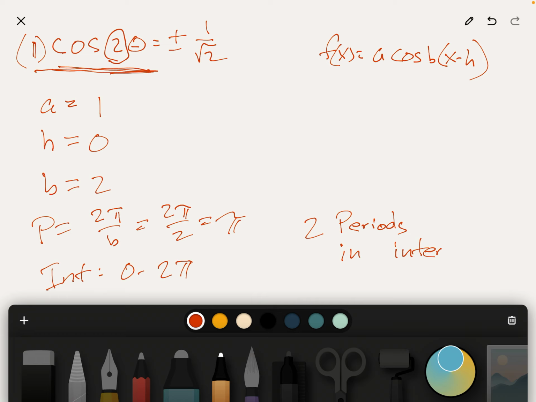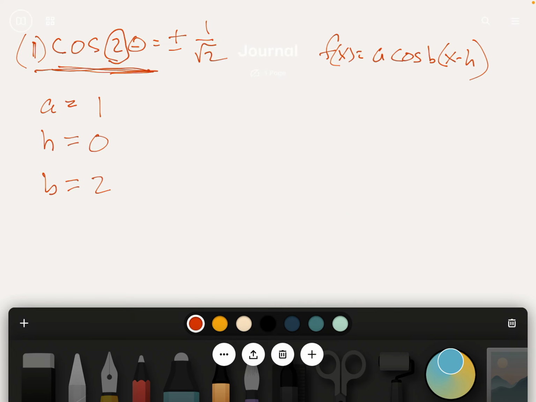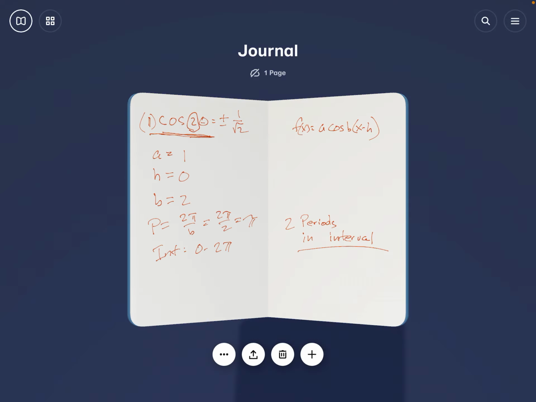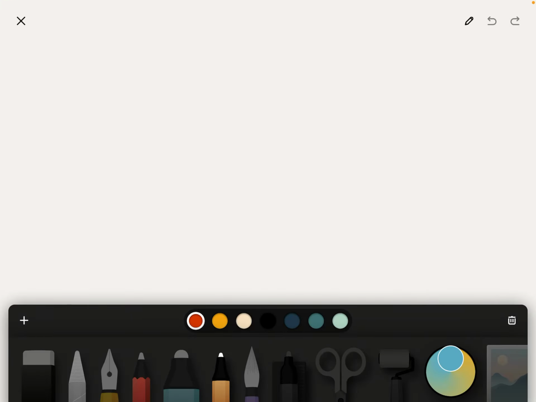Okay, so now we've got that clarified. Let's go on to the problem itself. So if cosine of 2 theta equals plus or minus 1 over the square root of 2, the question is what can 2 theta be?